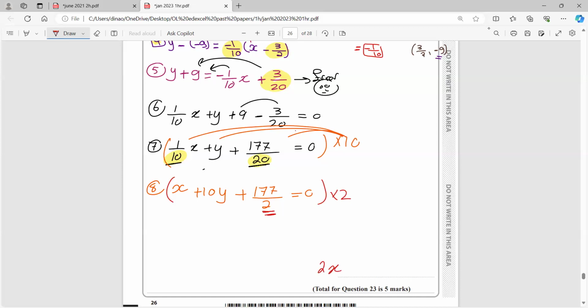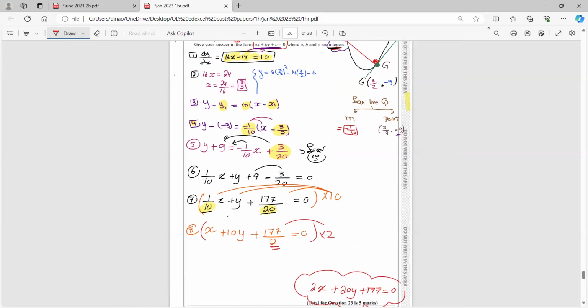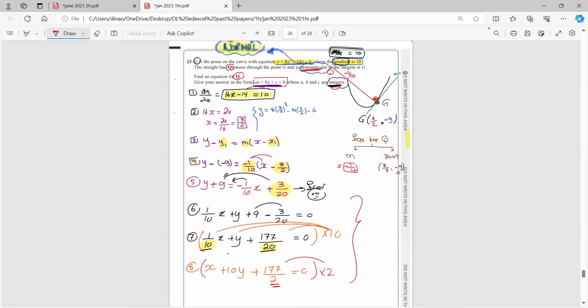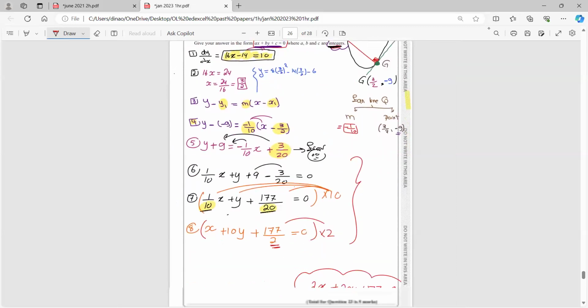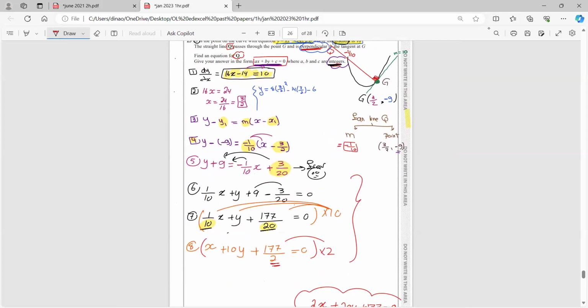2 times x is 2x. 2 times 10y is 20y. 2 times 177 على 2 is 177. And of course, 2 times 0 is 0. تمام? This example over here, and I'm sorry about the error that happened with the calculations هنا. This question over here was just to show you that this is a differentiation question, although it doesn't say find dy by dx. Now moving on to the whiteboard.